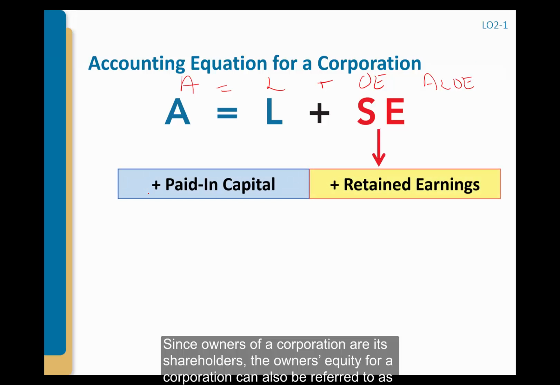Now, when you sell stock, you have paid in capital. So you sell stock at par value, which is an arbitrary amount. And then what you pay in excess is additional paid in capital.